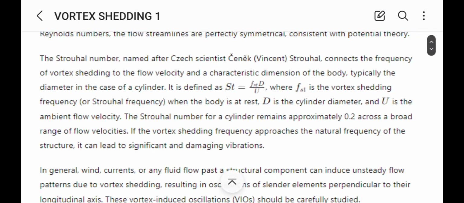Here we can see the Strouhal number, named after the scientist Strouhal. It connects the frequency of vortex shedding to the flow velocity and characteristic dimensions of the body, typically the diameter of the cylinder. It is defined as St equals fst times D by U. Fs is the vortex shedding frequency or Strouhal frequency when the body is at rest. D is the diameter of the cylinder. U is the ambient flow velocity. The Strouhal number for a cylinder remains approximately 0.2 across a broad range of flow velocities. If the vortex shedding frequency approaches the natural frequency, it can lead to significant damaging vibrations.